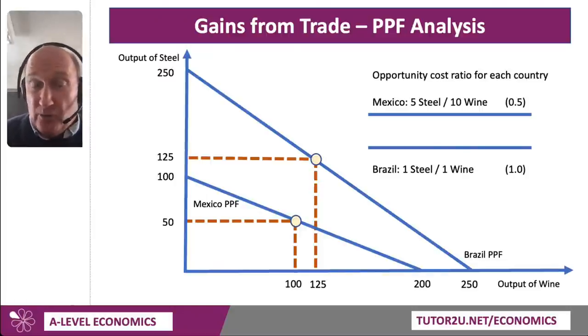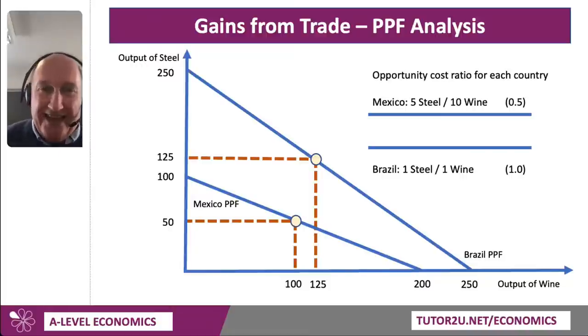Whereas Brazil, it's 1 to 1. So the differences in the gradient tell you the comparative advantage. And they tell you that Mexico has the relative advantage in wine, and Brazil has the advantage in steel. So Mexico is going to produce more wine, and Brazil is going to move left up towards the top on steel. The key is the gains from trade.